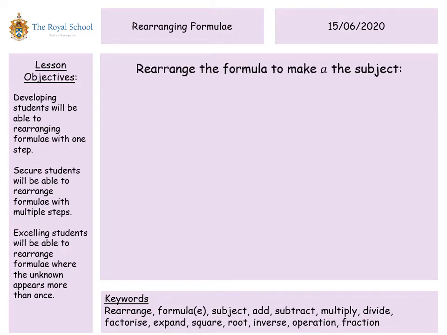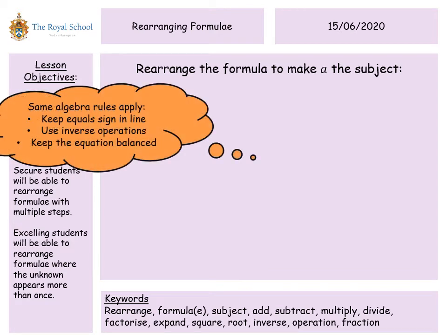So rearrange the formula to make x the subject. You'll have to see what that looks like in a moment. But when we're going to rearrange a formula, we need to remember that our same algebra rules apply as solving equations. So it's really useful for you working out to keep the equal signs in line. We're going to use inverse operations to get rid of anything that we don't want on one side of the equation. And we're going to keep the equation balanced. That means we're going to be doing the same to both sides of the equation, as you would with solving an equation. So rearranging a formula might look like this.